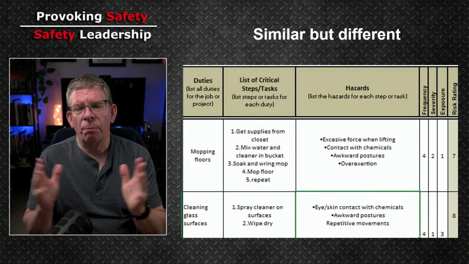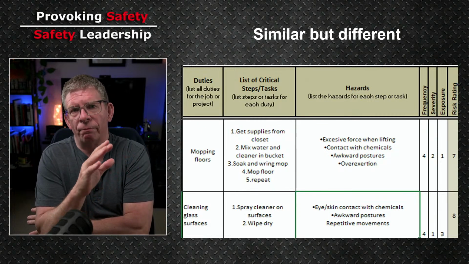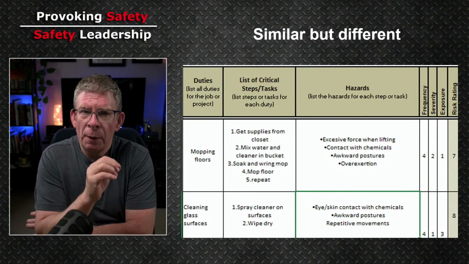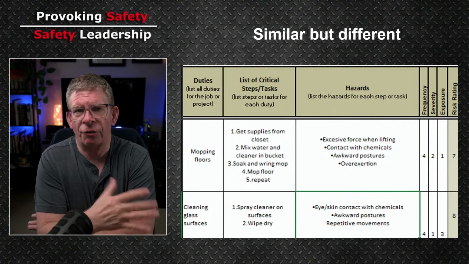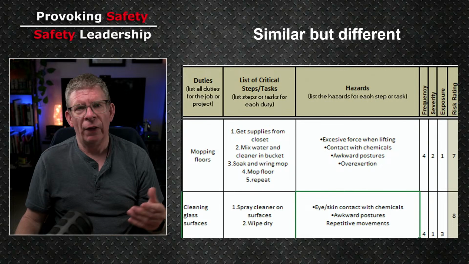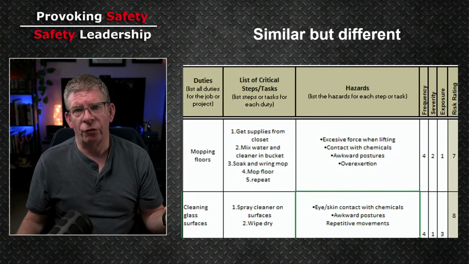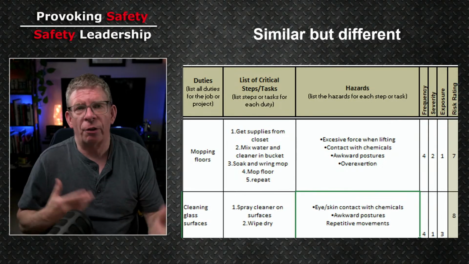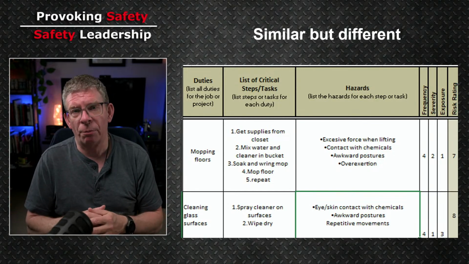So, similar but different. Picking up from the previous episode, similar to the other hazard assessments, but this one goes a bit different. It identifies the generic task, in this case mopping floors, and then breaks it down into critical steps: getting supplies from the closet, mixing the water and cleaner in the bucket, soak and wring the mop, the floor. All of these are tasks that require actions. Now, do you have to do that? No, I explained that in previous episodes.